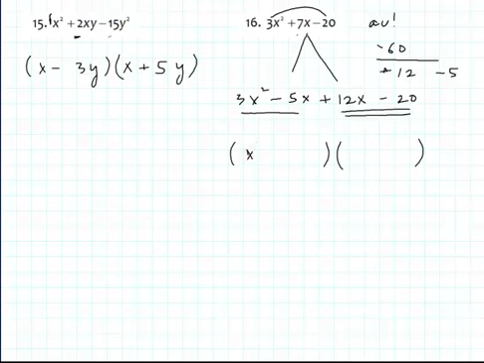Pull out what they have in common. It also goes in the first parentheses. 12 and minus 20 have a 4 in common. Take the x from the first two or the 4 from the last two and put that in the second parentheses. X from a 3x squared will leave me with a 3x. X from a negative 5x leaves me with negative 5.